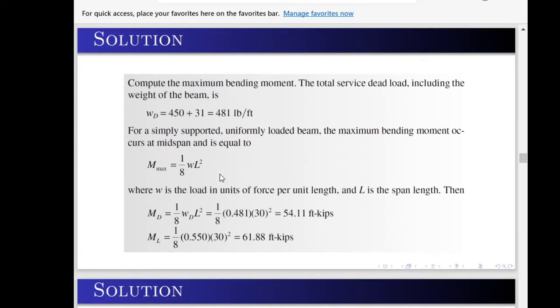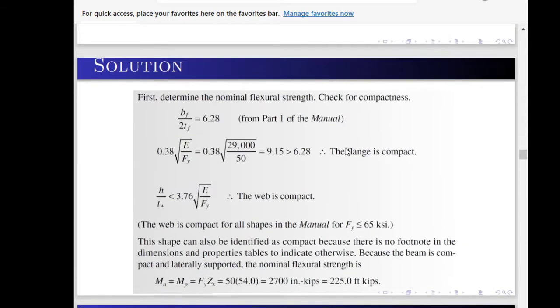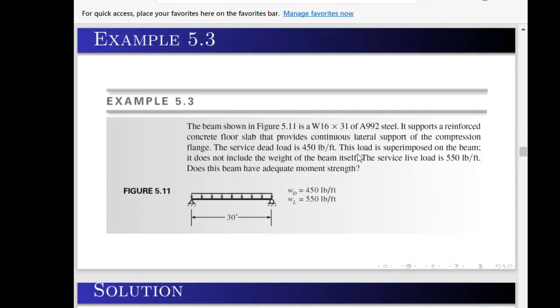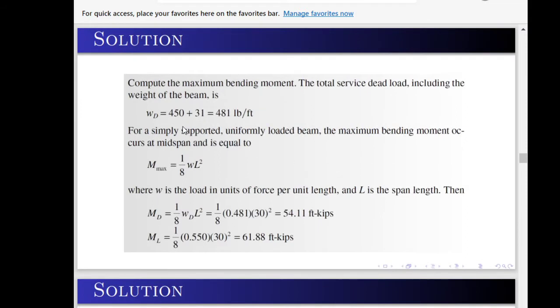So we compute the maximum bending moment through the total service dead load and live load. The total service dead load, including the weight of the beam, is 450 plus 31, or 481 pounds per foot. For a simply supported, uniformly loaded beam, the maximum bending moment occurs at midspan and is M max equal to 1/8 WL squared.